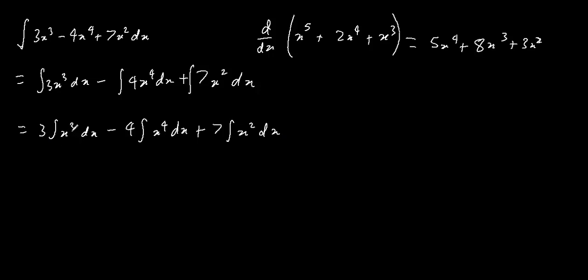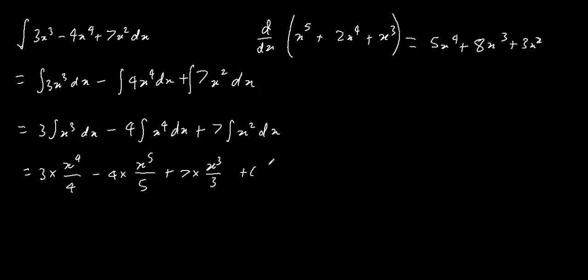Okay, and then I'm just going to apply the same power rule that we played with earlier. So I add the power and then divide by that. So 3 times x to the 4th power, all divided by 4. Minus, actually I'll explain this later. Then I'll have 4 times x to the 5th, all over 5, plus 7 times x to the 3rd, all over 3. And then out of all of this, I'm going to add plus c.